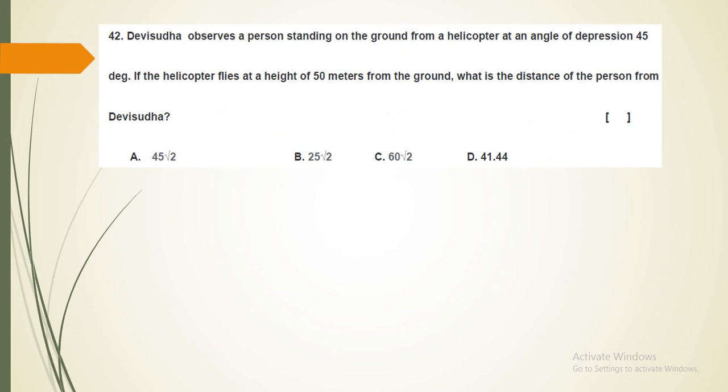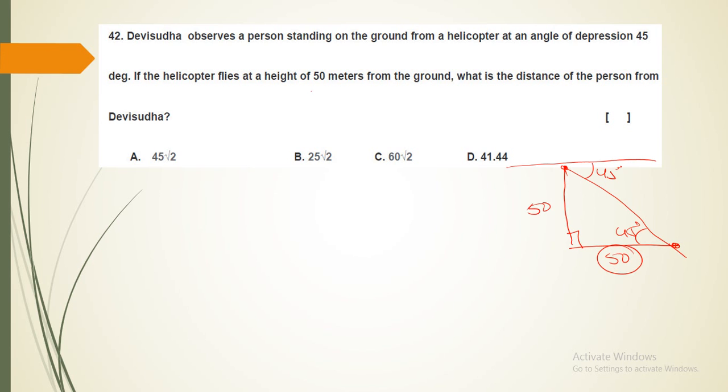Next, moving on to one more question. Devi Sudha observes a person standing on the ground from a helicopter. The helicopter will be in the sky. The person is standing here with an angle of depression of 45 degrees. If this is 45 degrees, this is also 45 degrees. If the helicopter flies at a height of 50 meters, clearly this is also 50 meters, because when the angle is 45 degrees, the height is equal to the distance.